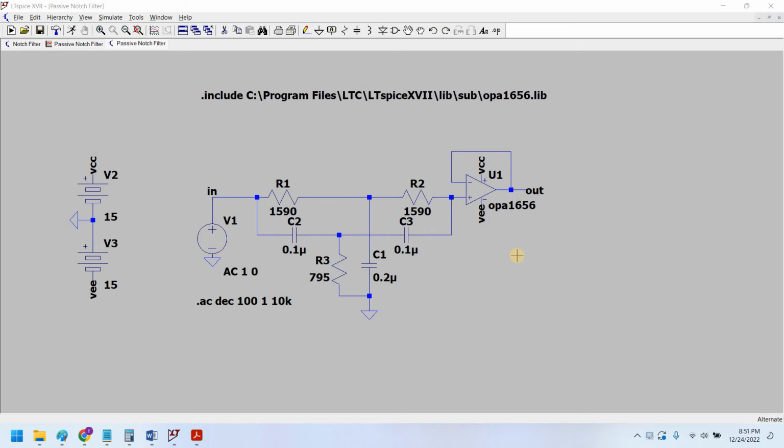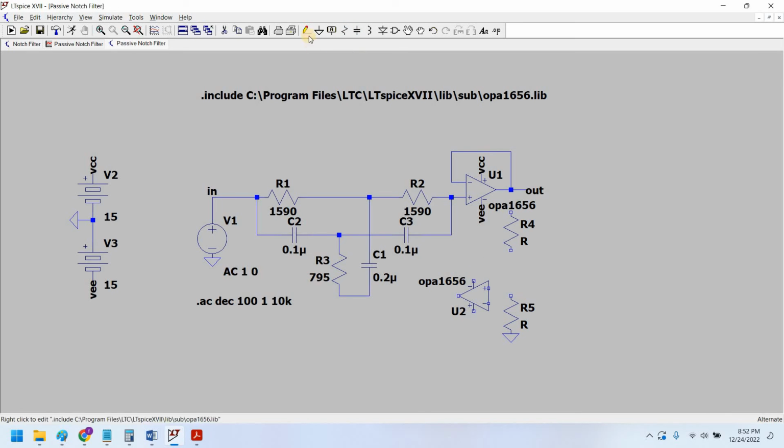Okay, so now we would be using another part of this OPA1656, the second op-amp, to feed back the output signal into the input circuitry. For this we need to delete this ground connection and copy this op-amp and place those resistors which we calculated previously.